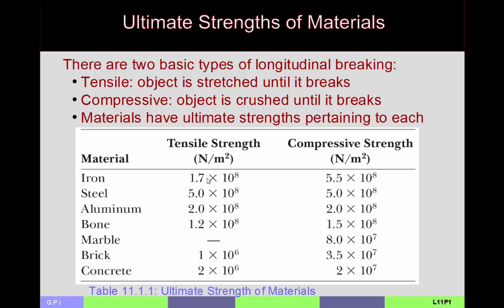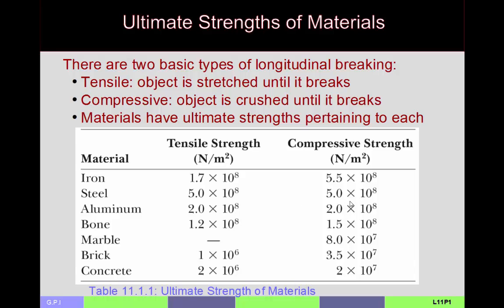So iron, for example, has a much lower tensile strength than it does a compressive strength. Steel has about the same level of both tensile and compressive strength. Brick has more compressive strength than tensile strength. Concrete has the same, actually has an order of magnitude more compressive than tensile.